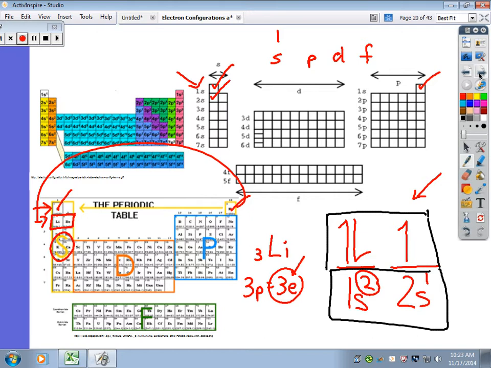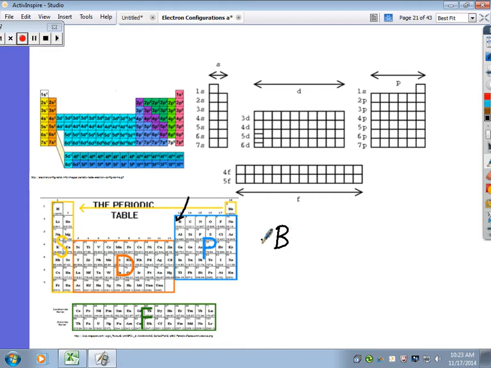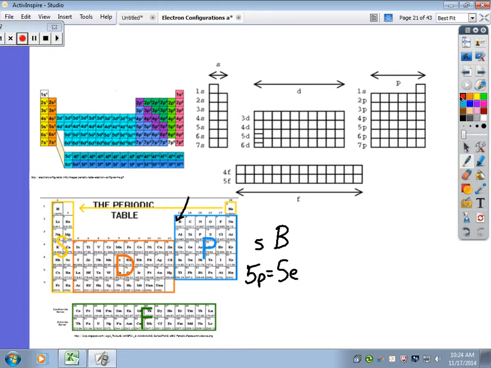Let's keep going. All right, let's skip over to boron. Boron's here. It's got 5 protons, and so therefore it has 5 electrons. So what do we have to do? We have to follow Aufbau order, and we have to fill them in order from lowest to highest energy. Get in the pattern here.